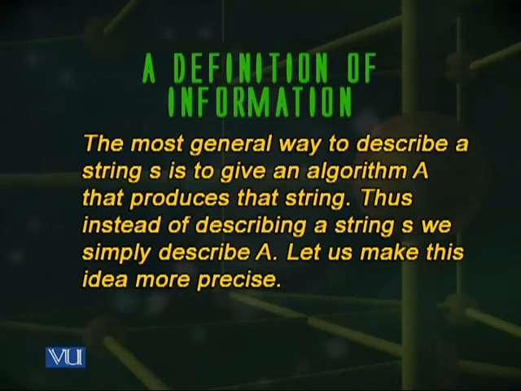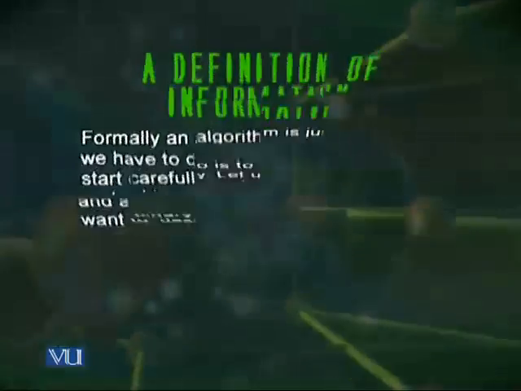Thus, instead of describing a string S, we simply describe the algorithm A. Let us make this idea much more precise. Well, what is an algorithm? We have a formal notion of what an algorithm is. An algorithm is simply a Turing machine. So, a description of an algorithm is going to be the description of a Turing machine.